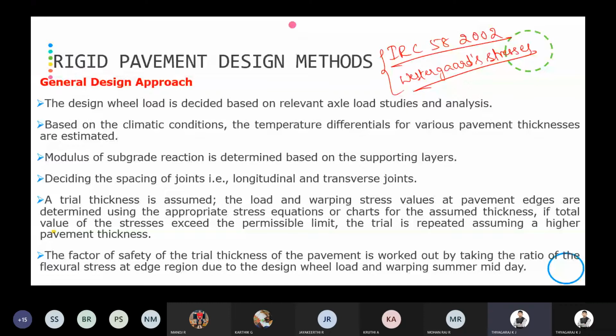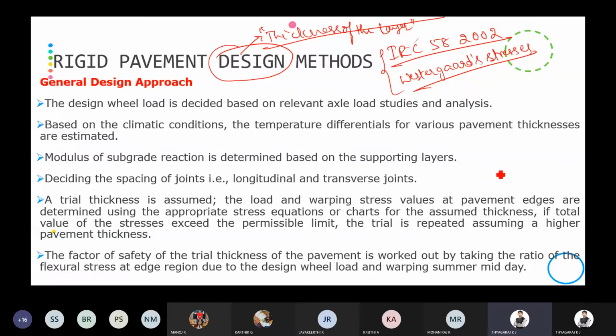Today we will be discussing the general approach for the design of the rigid pavement. What are the things we have to consider, and what general approach are we going to make for designing it? As we all know, design of the pavement means determining the thickness of the layer. Design of flexible pavement or rigid pavement indicates determining the thickness.